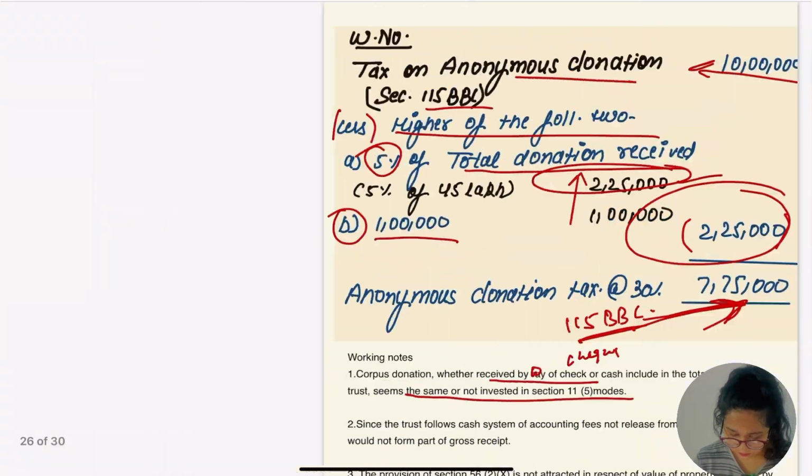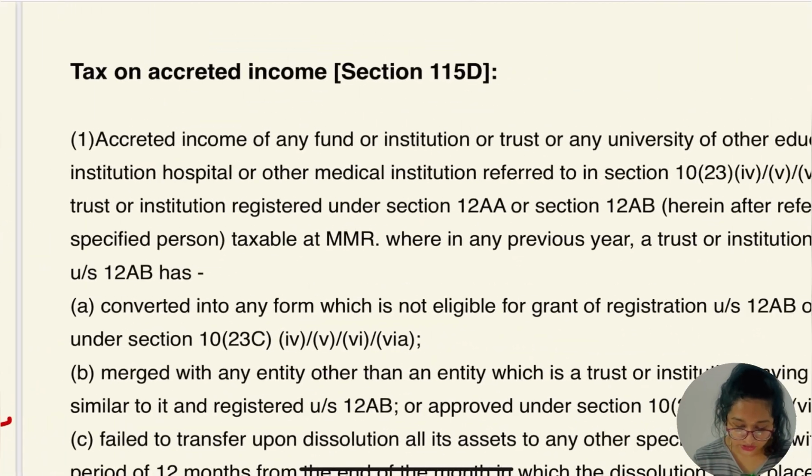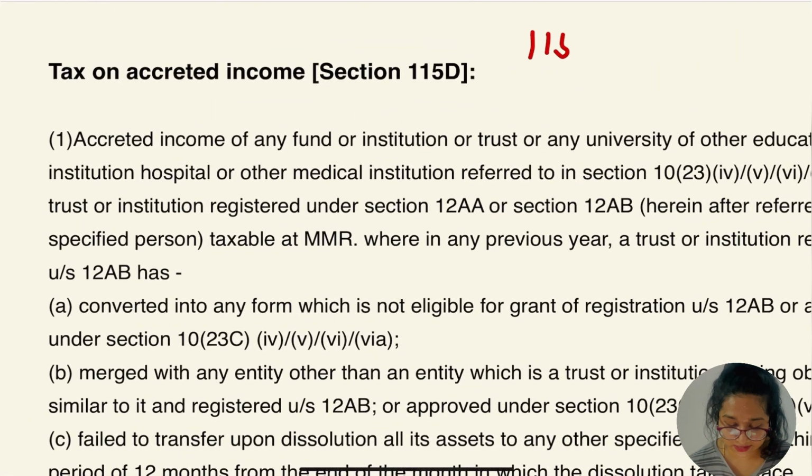Okay, now we have one term which is tax on accreted income. The section would be 115TD, not D, it's going to be TD. Okay, so what is accreted income? Let's find out, and later on we have to solve one question with it.